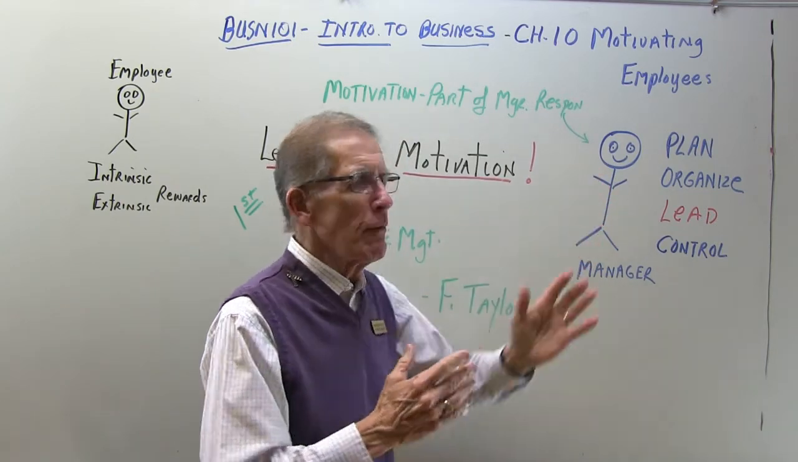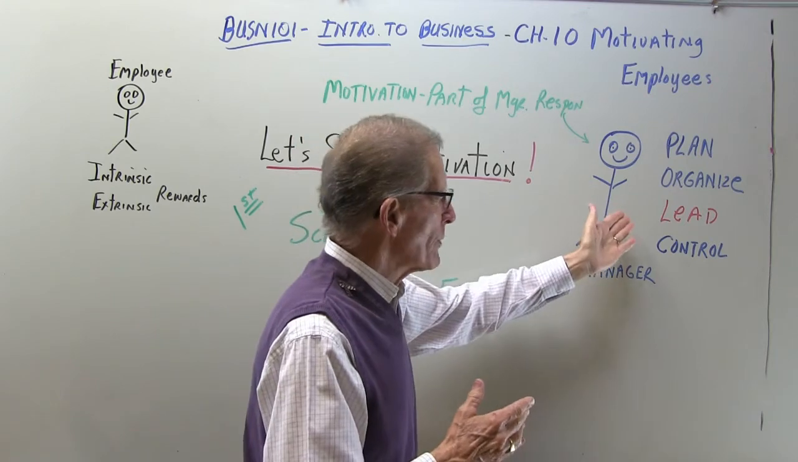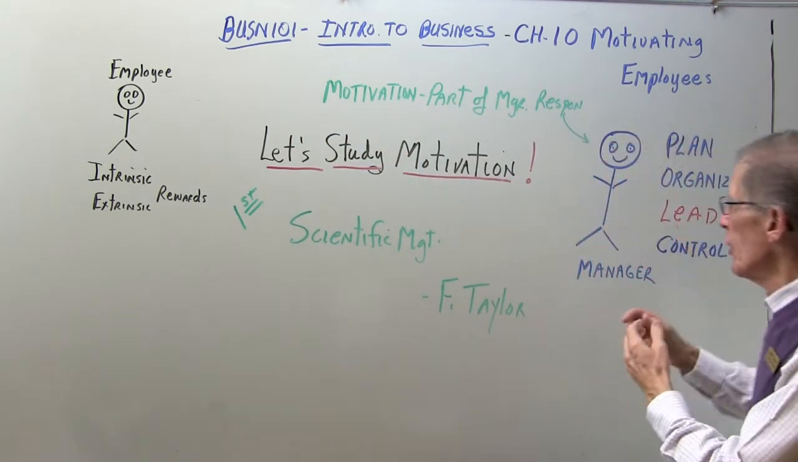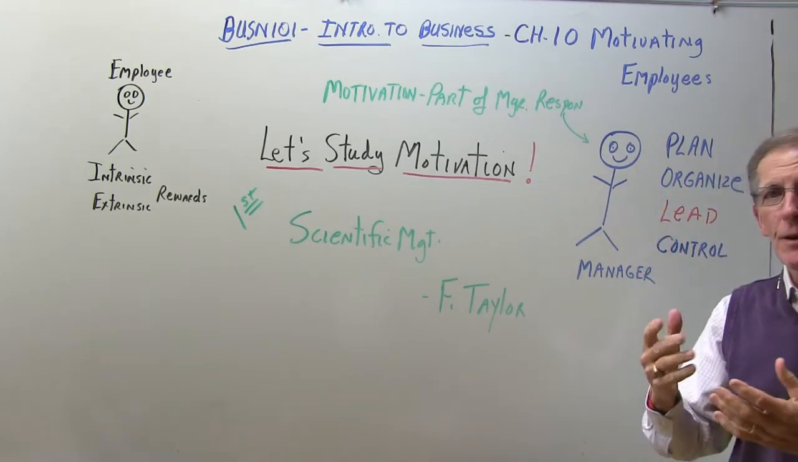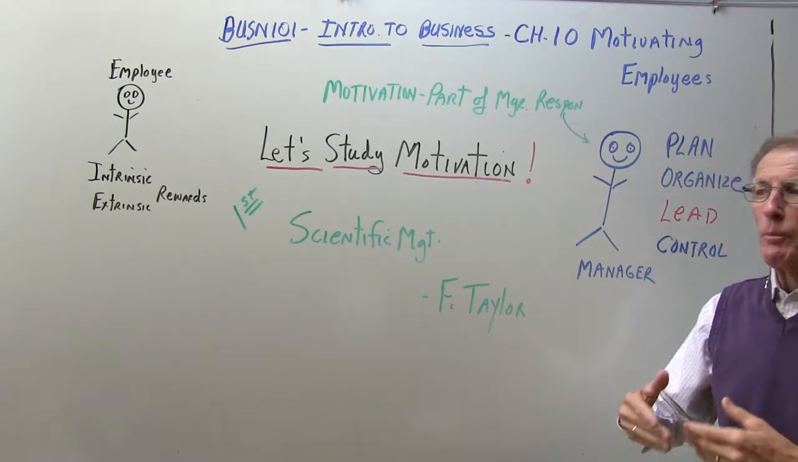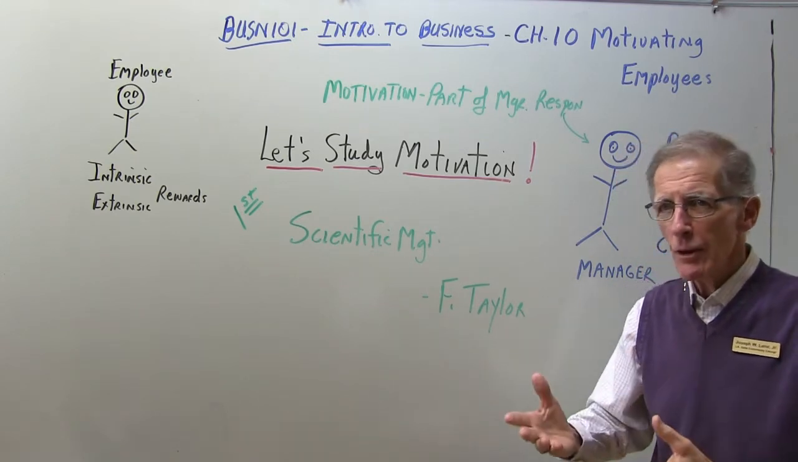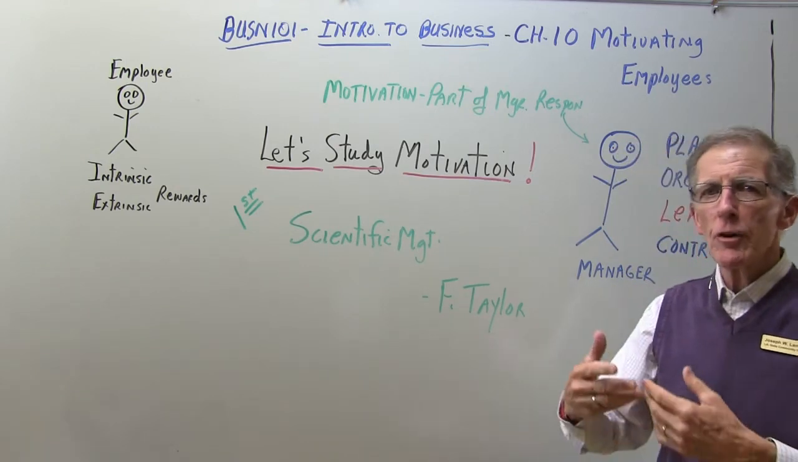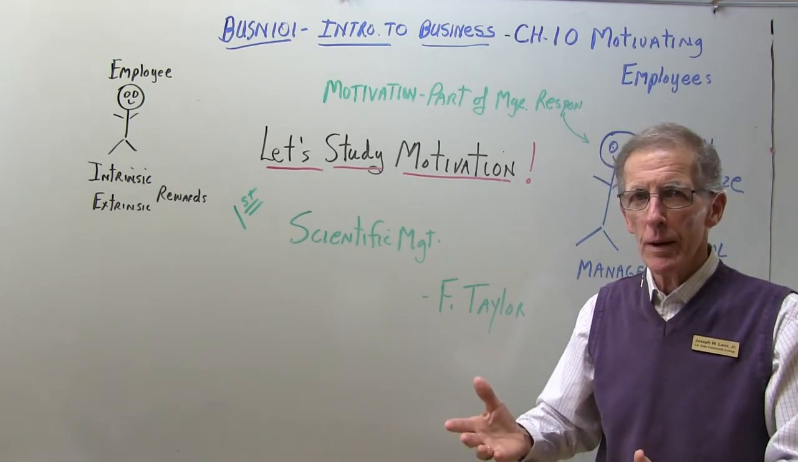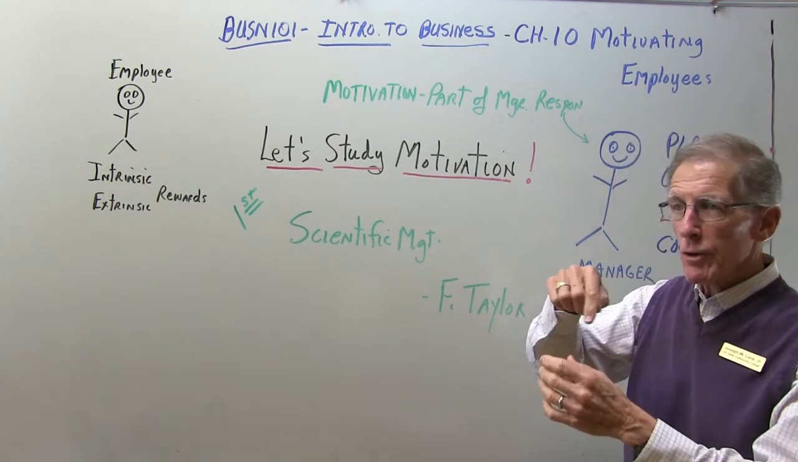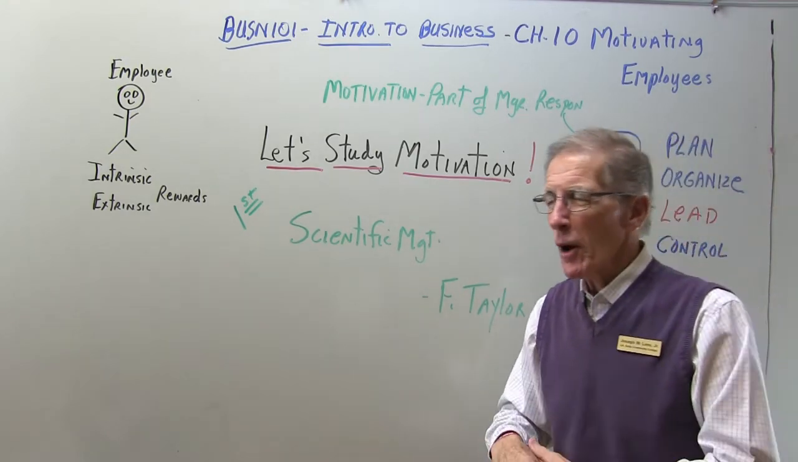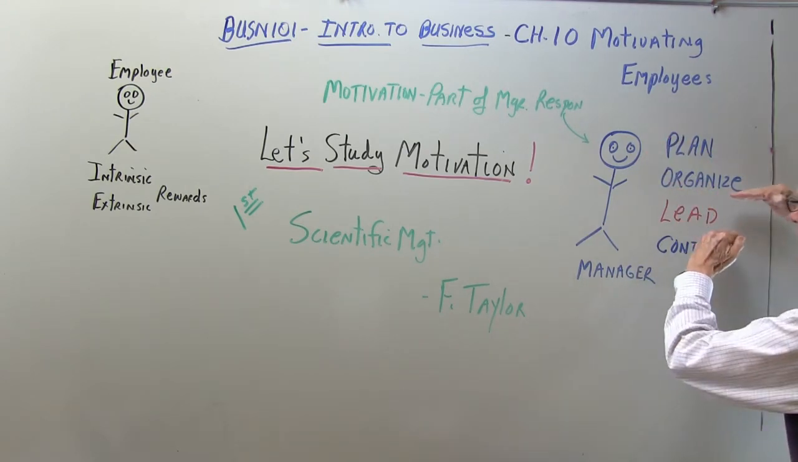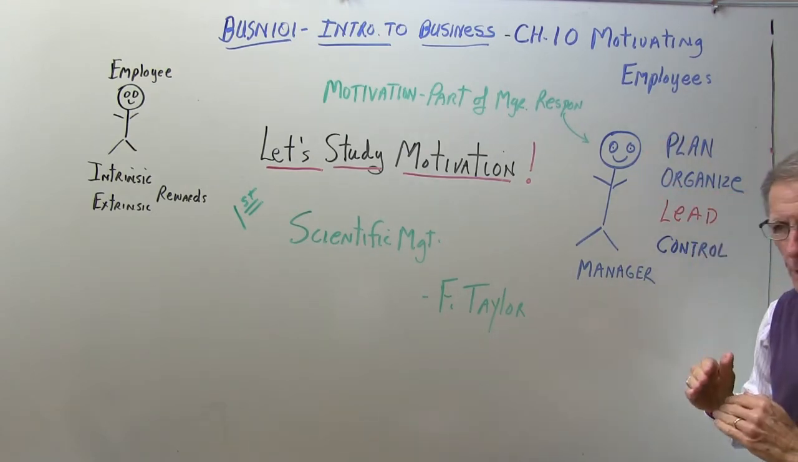To manage effectively, you have to lead. Or another way of saying that is, you as a manager have to be a leader. To be an effective manager, to be an effective leader, you must motivate your employees. You can just kind of connect those dots. So chapter 10 is talking about motivating employees, but that's really the heart of leading, the heart of leadership.